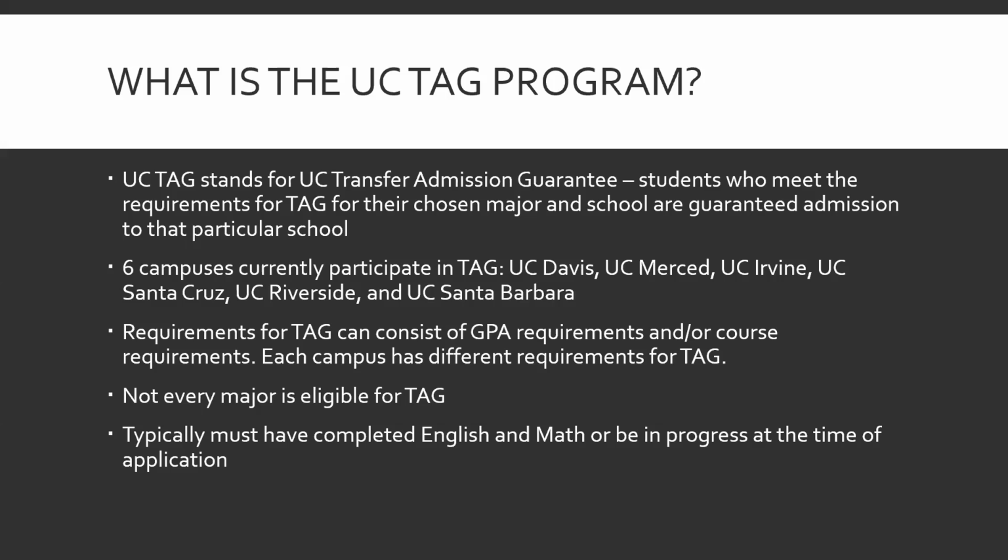The requirements are going to differ from campus to campus, and they can consist of general GPA requirements, course requirements, and GPAs within those course requirements. So each campus is going to be a little bit different in how they do things. At each of the campuses, not every major may be eligible for TAG, so one thing you want to check is that your major is actually eligible. And typically you have to complete your English and math or be in progress at the time of the application in order to apply for a TAG.